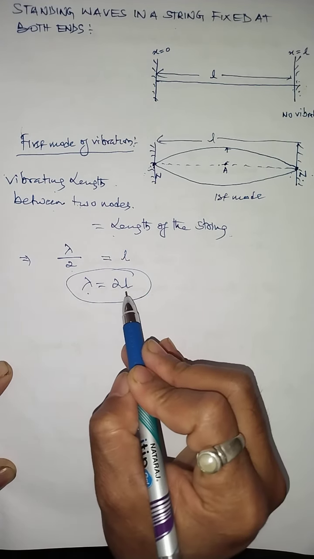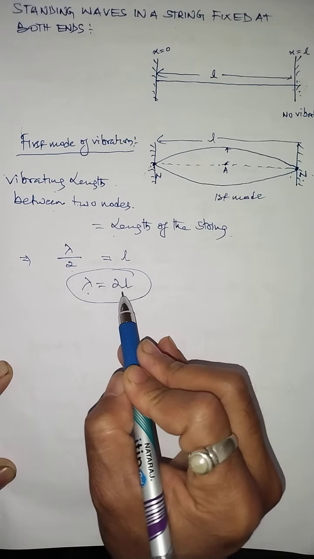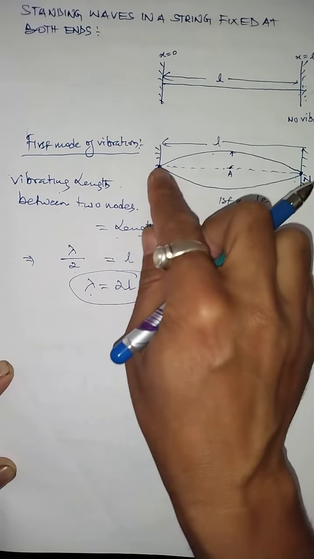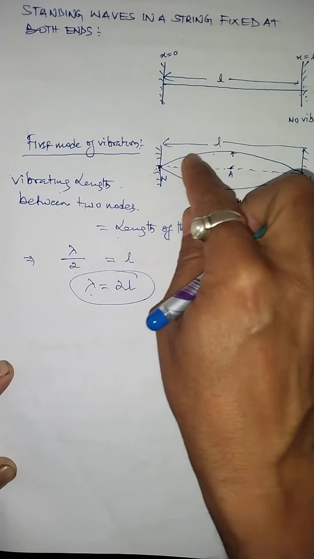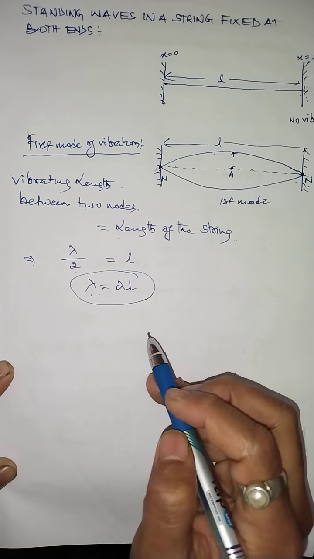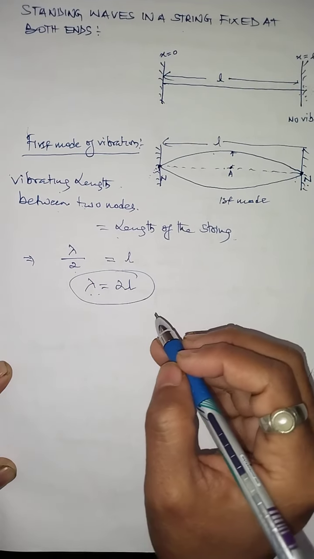That is, 2L means twice the length of the string. The mode of vibration takes place in this case with a wavelength of 2L. Now when there is a wavelength, then there is a frequency.